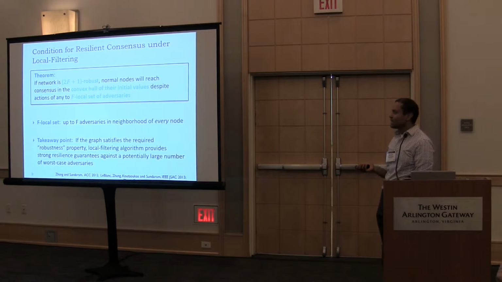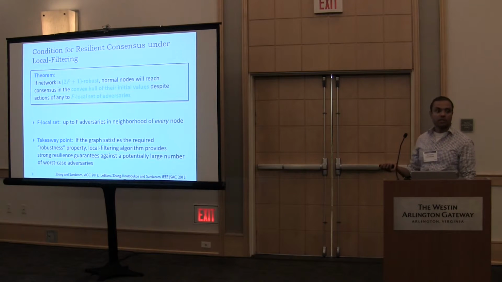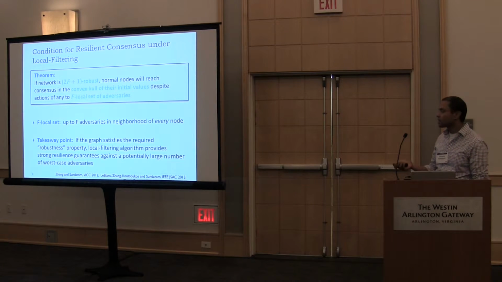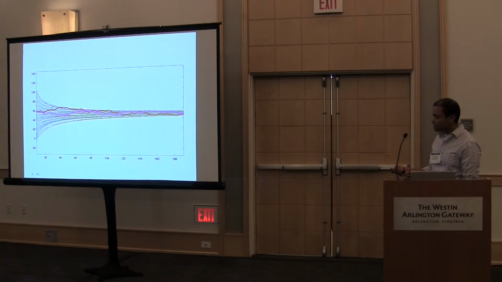Okay. So the takeaway point is that if the graph satisfies the required robustness property, these dynamics are actually really good. Okay, so here's just an illustration. This is kind of the main intuition here. If the network is robust enough, basically the good guys' values are getting pulled closer and closer together. The bad guys, which I've highlighted in blue here, if they go outside this range, they're going to get thrown away. So they can still try and influence the consensus value, but essentially they're getting squeezed, right?